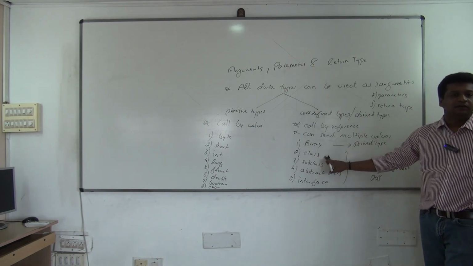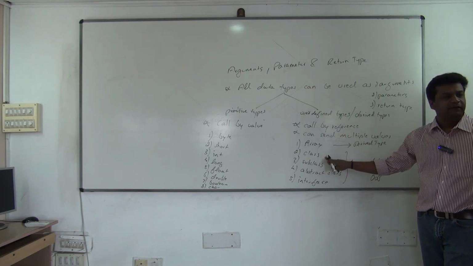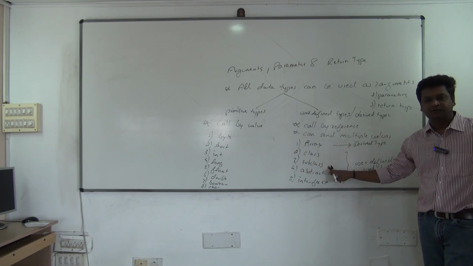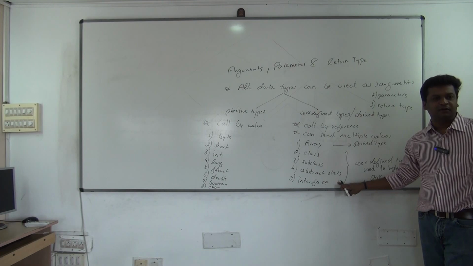Class can be used for what? Implementing now. You can use a class for doing what? Encapsulation, inheritance, polymorphism, abstraction. Same thing. Subclass also can be used for doing all the four. Abstract class also can be used for doing all the four. Interface also can be used for doing all the four.